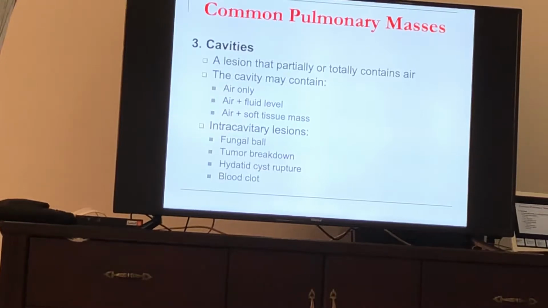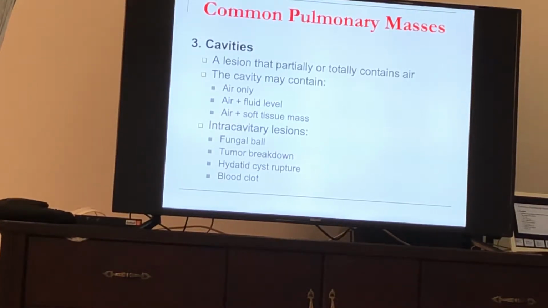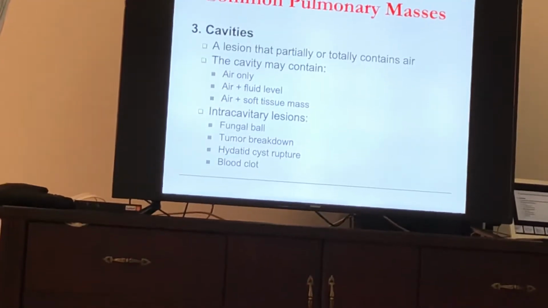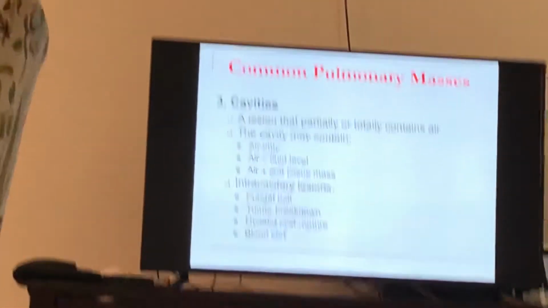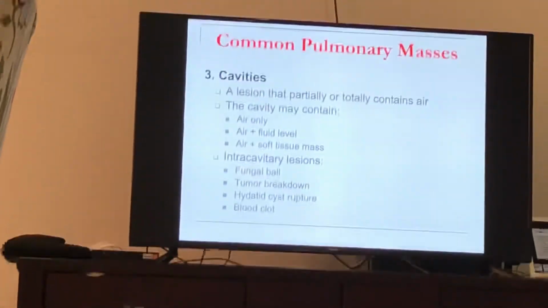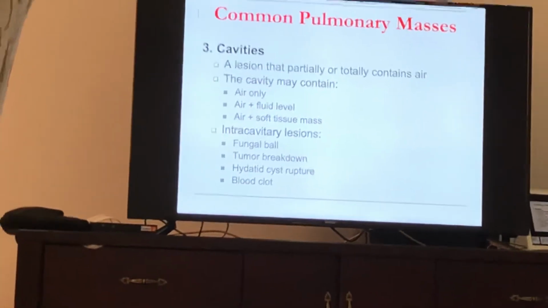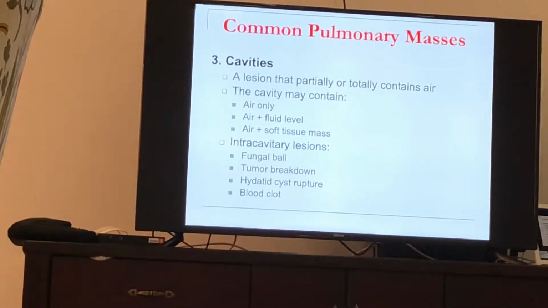Cavities in general could be either partially or totally air-containing. As I mentioned in the beginning, it could be just all air. It could be all fluid, before it breaks down. It could have air and fluid or even air and soft tissue. Intracavitary lesions might be possible, especially if there's soft tissue. You might have a tumor breakdown, or it could be a fungal ball. A lot of cases with TB that have a prolonged cavity are likely to develop fungal infection on top. And this is usually aspergillus, what we call an aspergilloma, inside the actual cavity. So any of those may be complicated, even by hemorrhage.